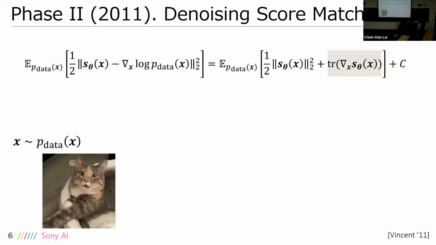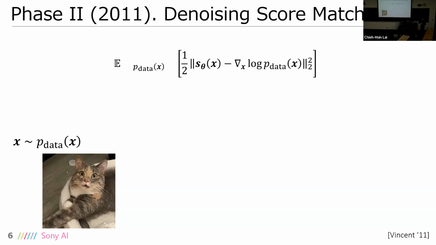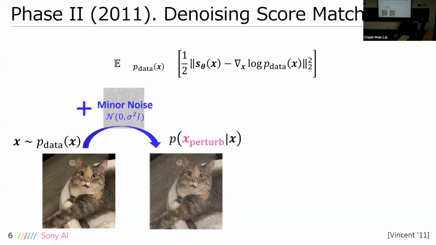However, if you look closer at this objective function, there is a trace of the gradient part. So when the dimensionality gets larger, this will be super expensive to compute. So how do we get rid of it? A trick dating back to 2011 is to add a tiny amount of noise on top of your data, and this noise is Gaussian noise. After you perturb it, you get a closed-form computation for the score of this perturbed density. It is simple, because it is Gaussian, right?